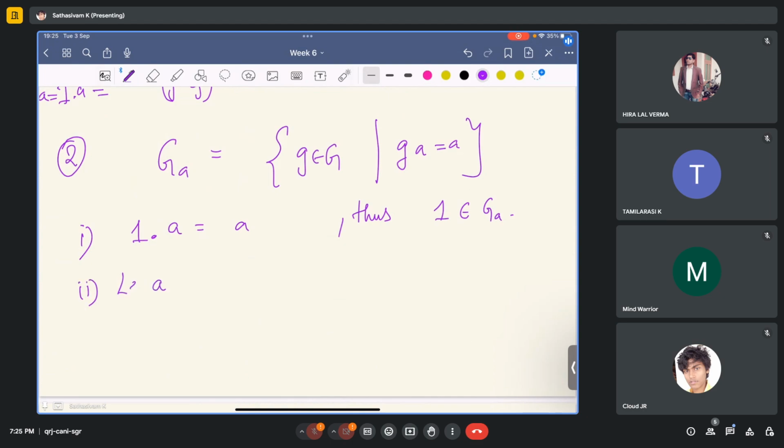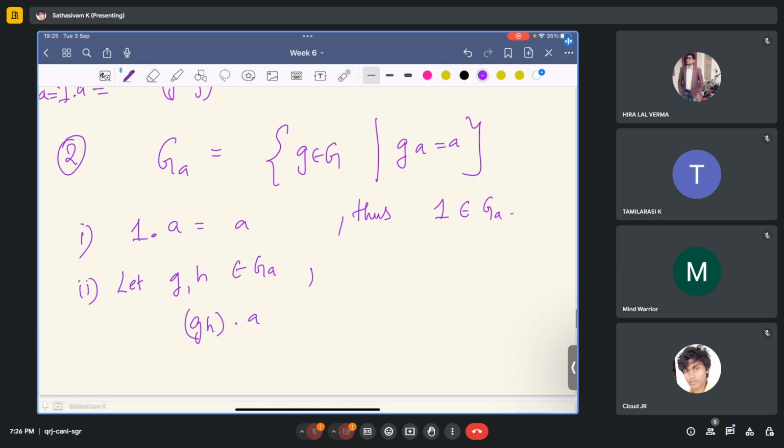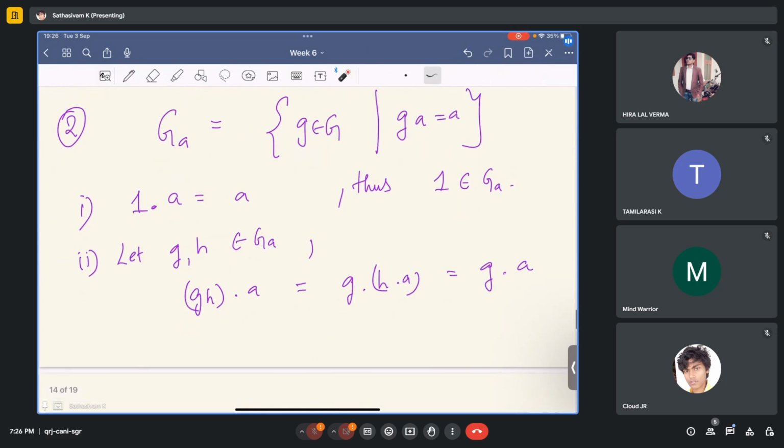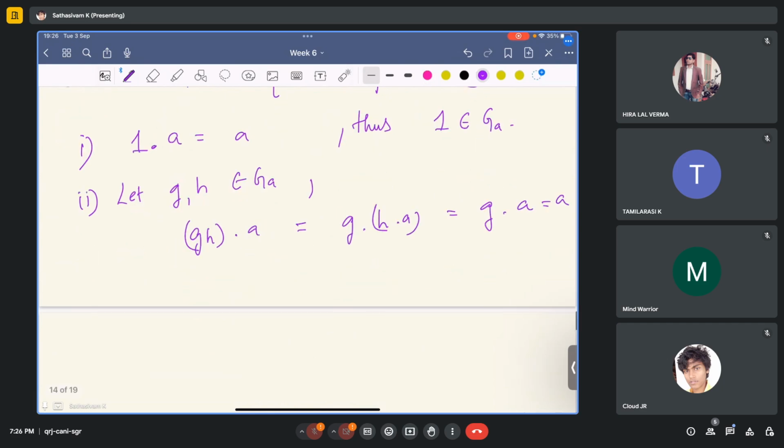Let g, h belong to G_A. Basically, g, h belonging to G_A means what? g·a is a, and also h·a is a. So now let's look at gh·a. gh·a is nothing but g·(h·a). It's nothing but g·a, because h·a is nothing but a, and this is again a. Okay, so the second property is also satisfied. So thus gh belongs to G_A.